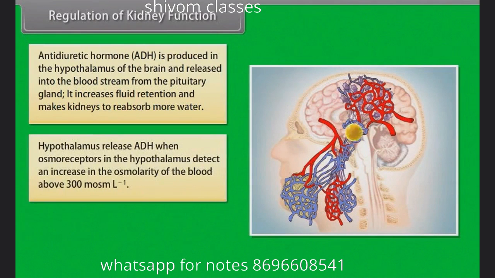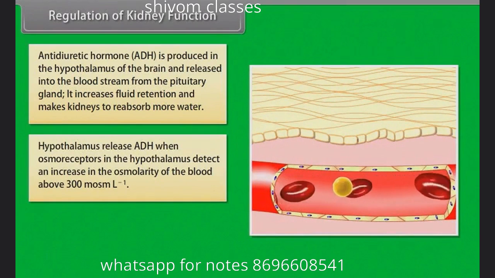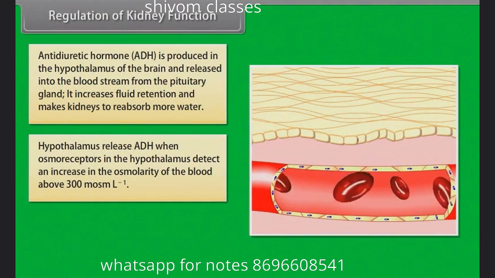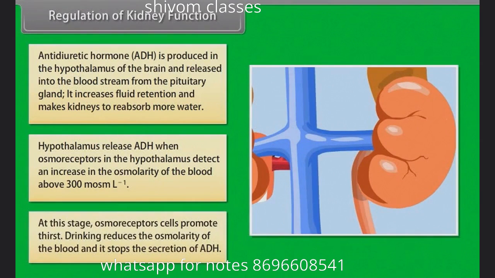Hypothalamus releases ADH when osmoreceptors in the hypothalamus detect an increase in the osmolarity of the blood above 300 milliosmoles per liter. At this stage, osmoreceptor cells promote thirst. Drinking reduces the osmolarity of the blood and it stops the secretion of ADH.